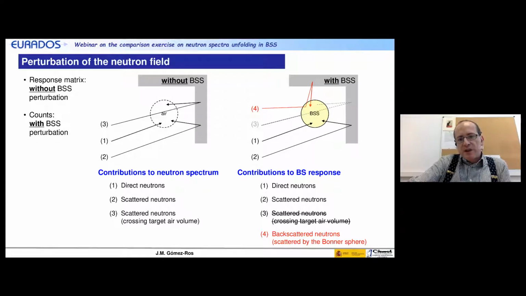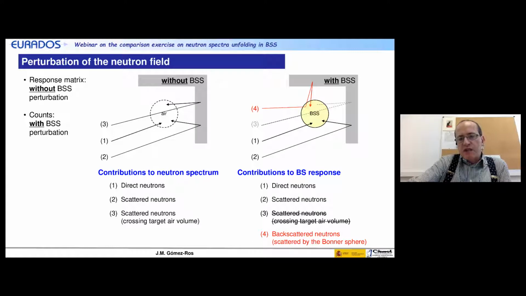When the sphere is very close to one wall, there is this perturbation, because without the Bonner sphere we have 3 contributions, schematically indicated on the left, but when the sphere is located in that position, the contributions to the response are not exactly the same. So there are some perturbations introduced when the sphere is close to the wall, but not when the sphere is far from the wall.